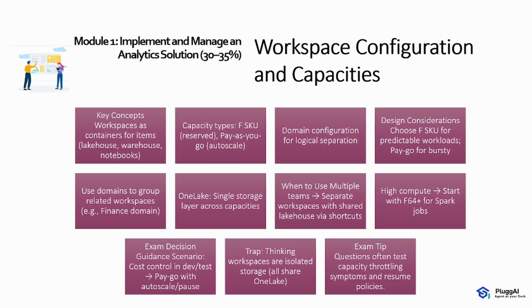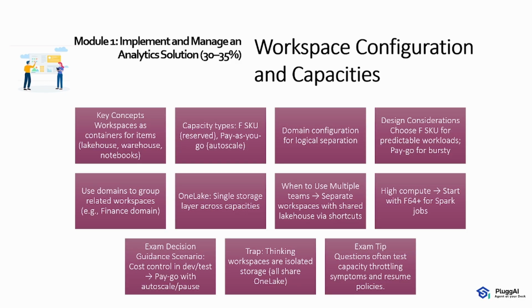Exam scenario you'll see: a dev team with bursty jobs versus a 24/7 production pipeline. Go pay-as-you-go for dev to save money, F SKU for prod to avoid throttling. Domains come into play for larger organizations. Think of them as logical groupings of workspaces.